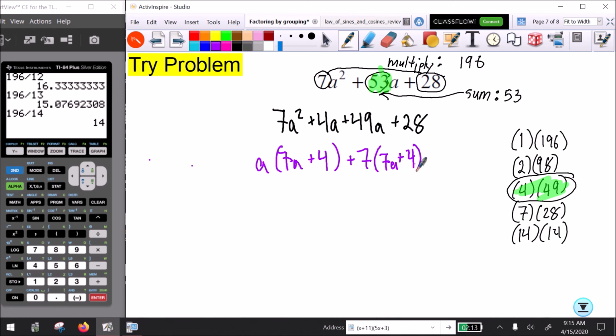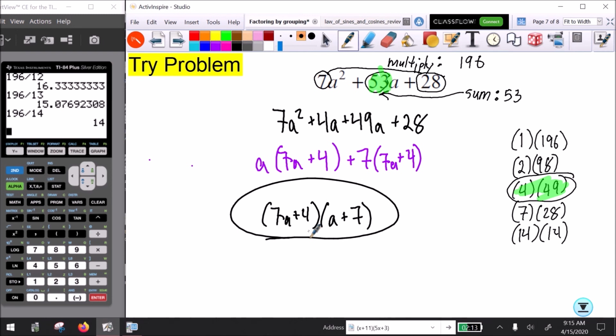4. So notice that we have this common binomial factor here of 7a plus 4. We can factor that out of each of the first and second part of this expression. 7a plus 4 gets factored out, and we're left with that a. 7a plus 4 gets factored out, and we're left with that 7. Done. So we found a binomial times another binomial that equals this quadratic trinomial. That's what we were after.